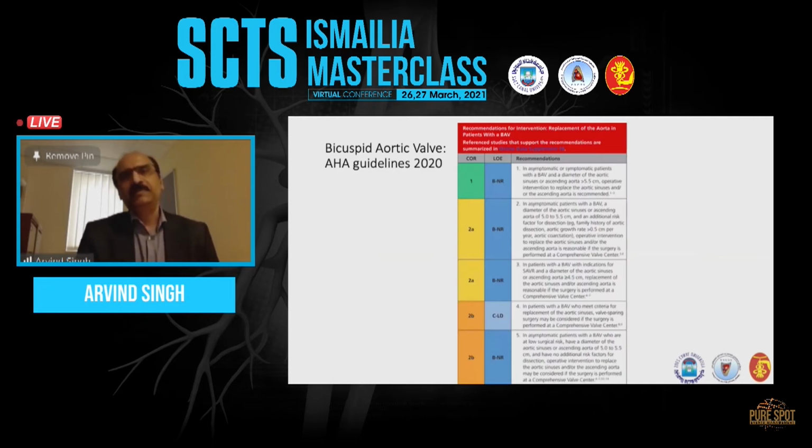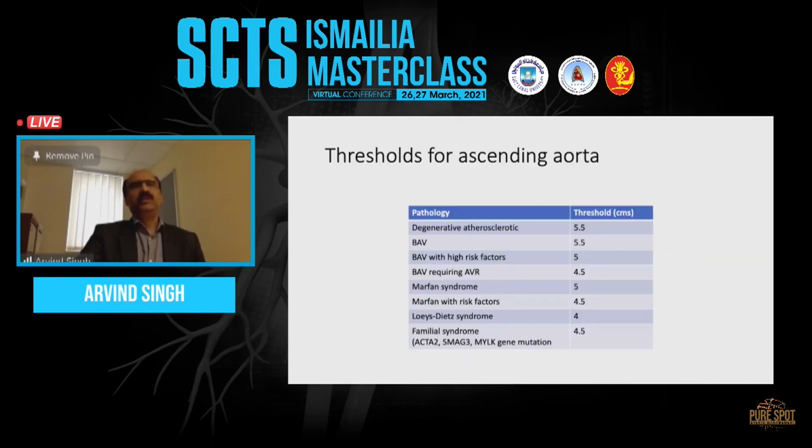The same indications and the same thresholds have now been reconfirmed in the bicuspid aortic valve AHA guidelines, which have just come out a few weeks ago. Essentially, the thresholds are the same as mentioned in the European guidelines.